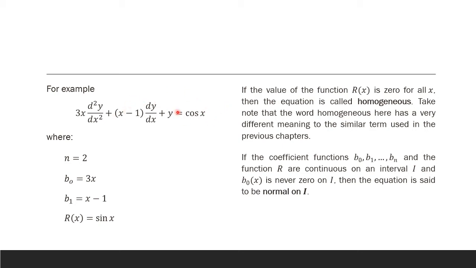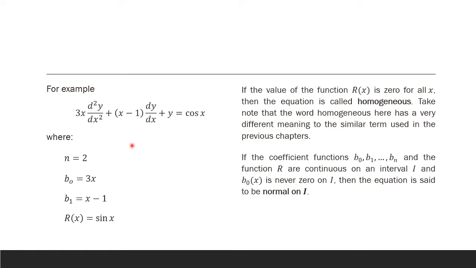So, isa-isayin natin, no, para mas madali. Let us first identify what is the order ng equation. Yung order ng differential equation, yun lang naman yung zero natin, yung nakamultiply sa highest order derivative. In this case is ito. So, ang b sub 0 natin is 3x. Now, b sub 1 natin is equal to x minus 1.